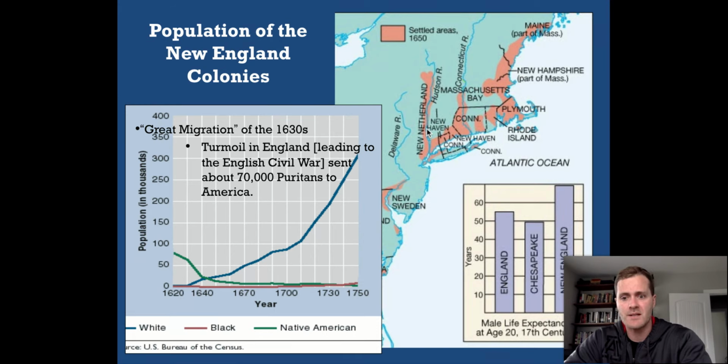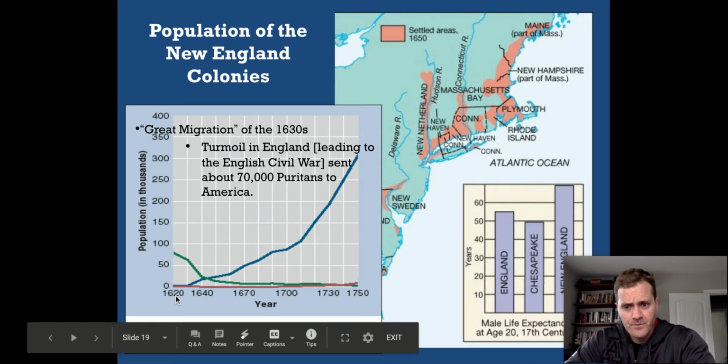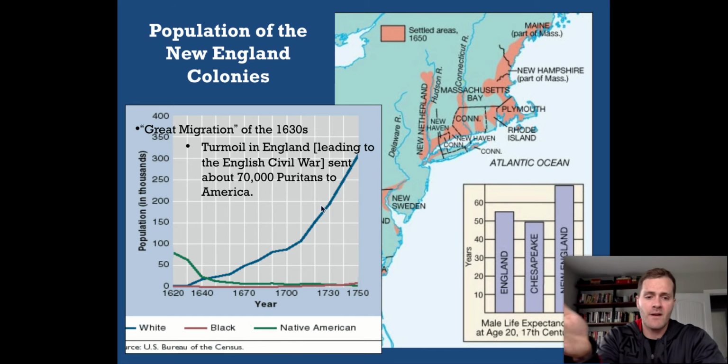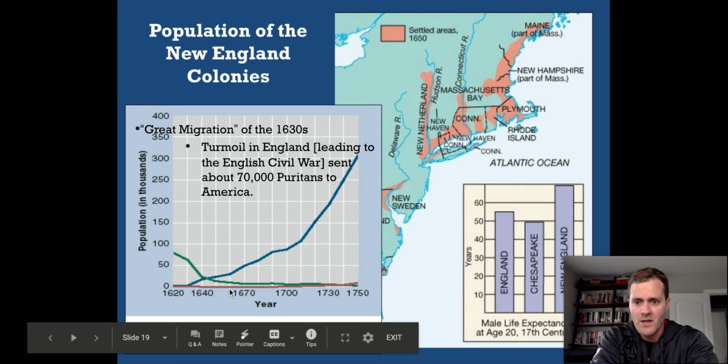We see in New England, I think this graph is quite helpful, quite telling. We see a huge increase in white settlement of New England. We see a very quick and steep decline of the Native American population in New England.